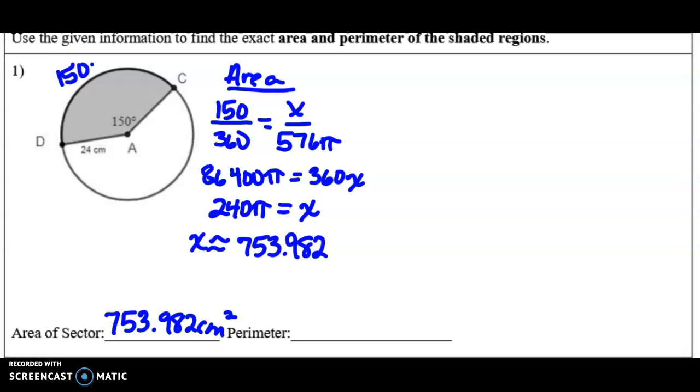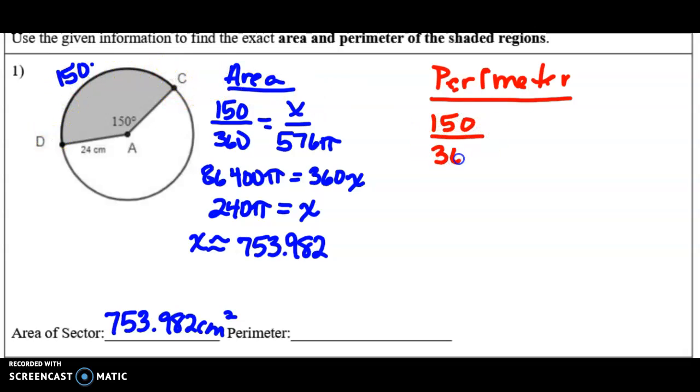Now, when we're finding the perimeter, it's a different idea. So perimeter, we want to actually find the arc length. Whoa, that was kind of ugly. So we're going to remember what we did yesterday. We're going to start the same. Our arc measure over 360. And we'll say the perimeter is y. And we want to do the circumference, not the area of the circle.